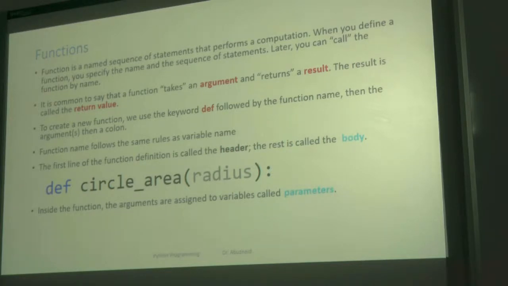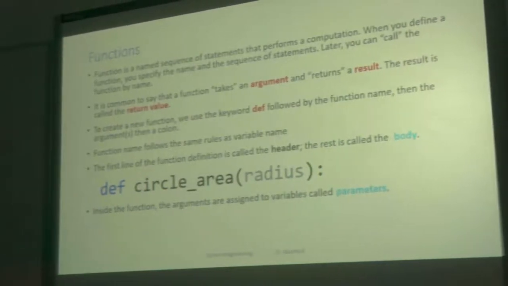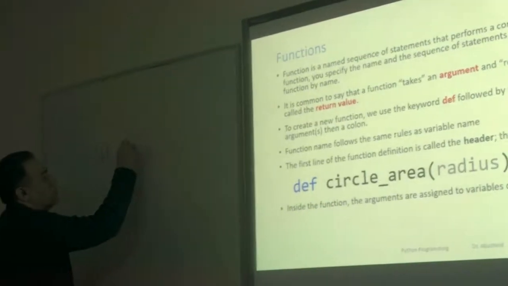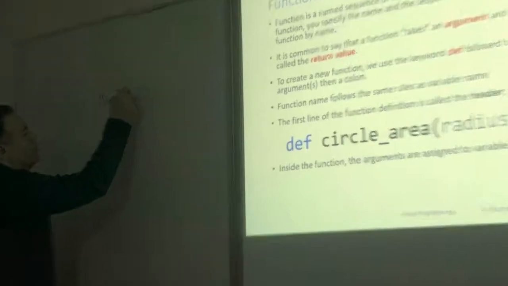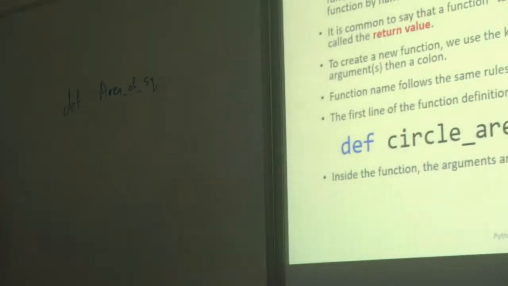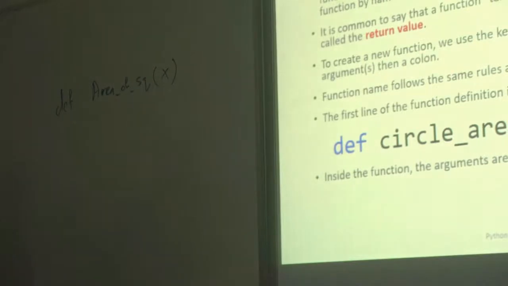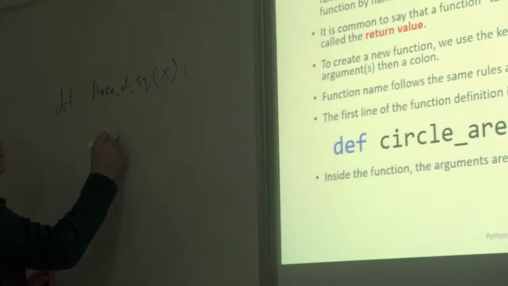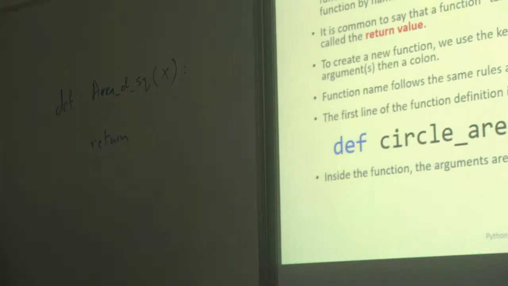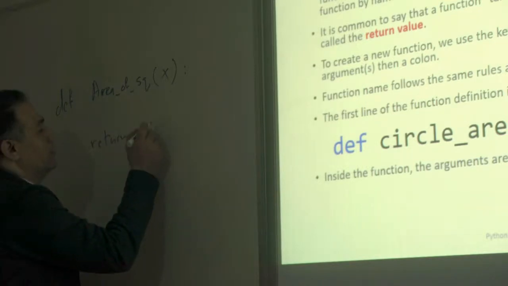So def. You're going to give it a name. What's the name of the function? Area_of_square. How is that? And the input, what do you have to give as input? The side length. What's the side length? It's called x. And after def we have to have a colon. All right. So return. What do they have to return? x squared.